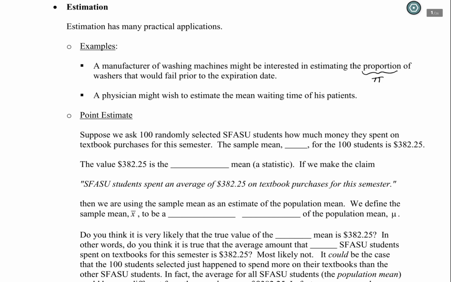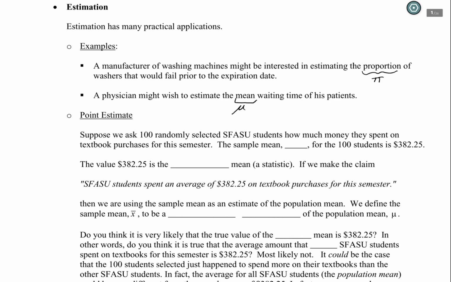Another example is a physician might wish to estimate the mean waiting time of his patients. Here we're trying to estimate a population mean, mu. Now, unless the physician is able to look at all of his patients' records, mu is unknown, so he tries to estimate that.